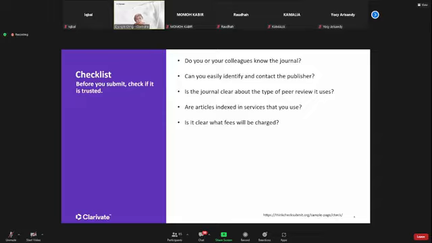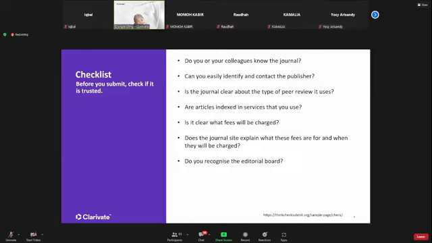And is it clear what fees will be charged? Now, fees, I mentioned article processing charges. These are fees that you as an author will have to pay to the journal. Sometimes there are additional fees involved if you are including things like colored pictures. I think this is specific to medical research areas, so perhaps they might want to collect color processing charges and so on. So make sure that they are clear on what fees they want to collect and when they will be collecting it from you. Is it upon publishing your paper or before you publish your paper?